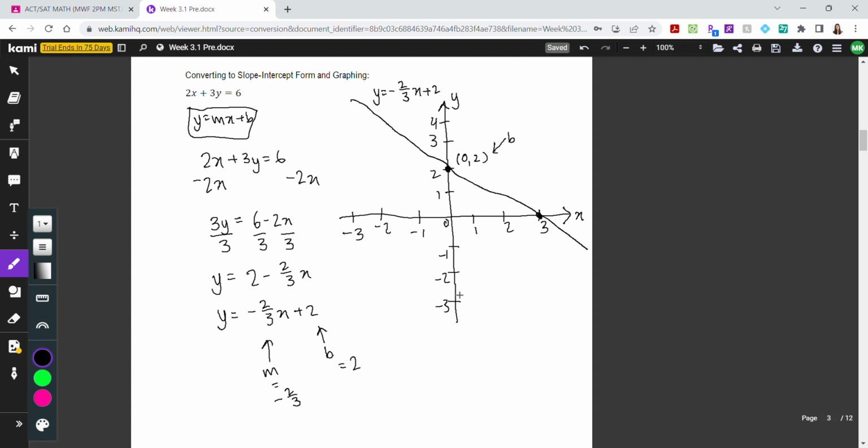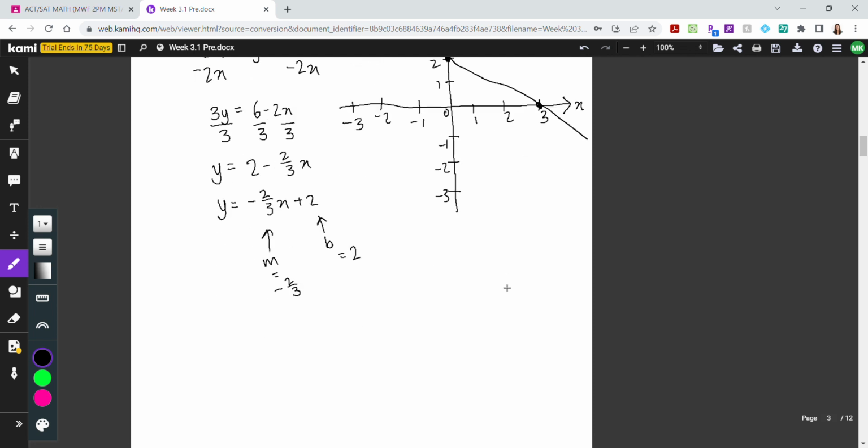It's really helpful with slope-intercept form because, one, you're technically already given a point with the y-intercept, and then you know how much to move with the slope that you're given. All right, if you have any questions, bring it to your deep dive lesson.